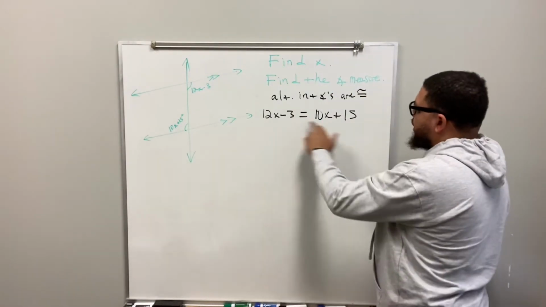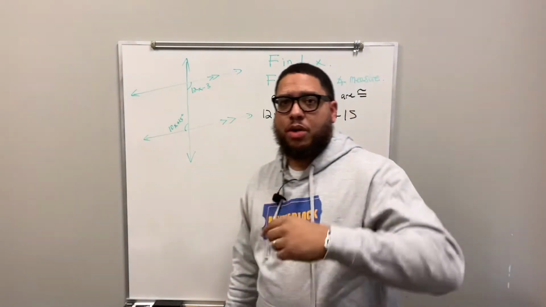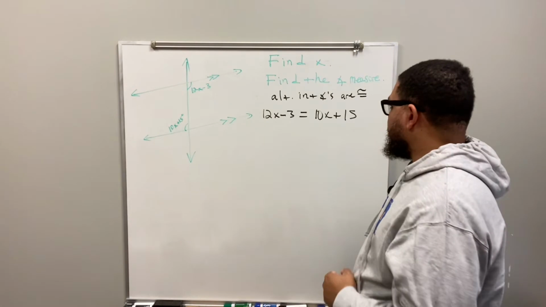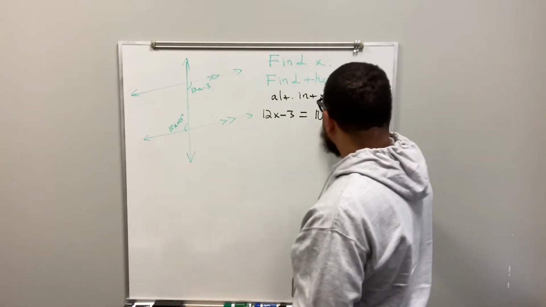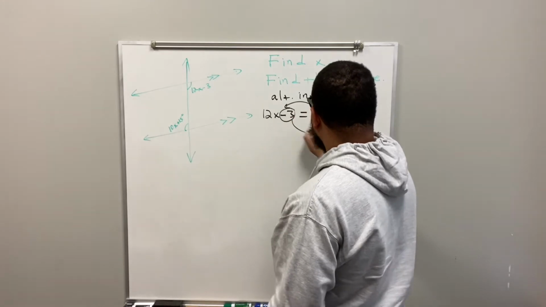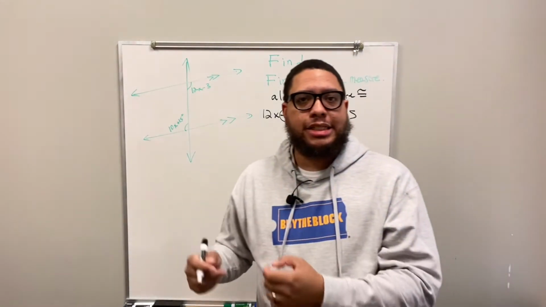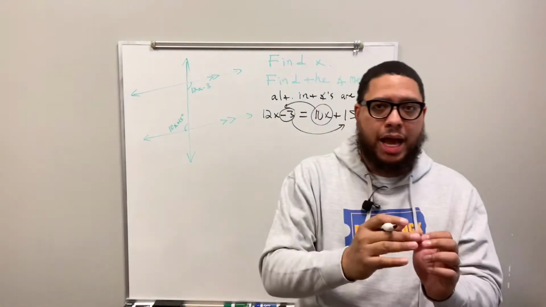And I got two constant terms, -3 and 15. I want one single constant term and one single x term. So watch what I do. I'm going to move this 10x over here. I'm going to move this -3 over here. But when I switch the side, I got to change the sign.